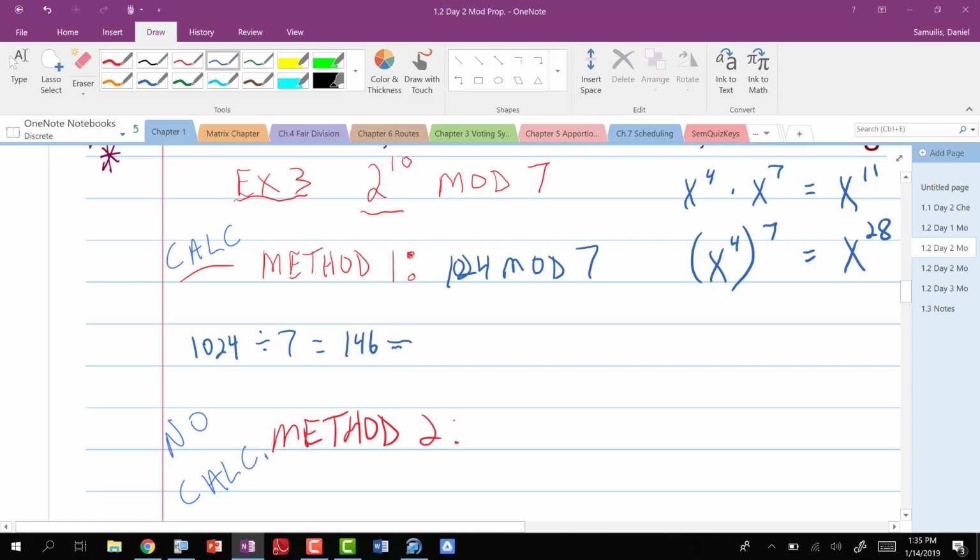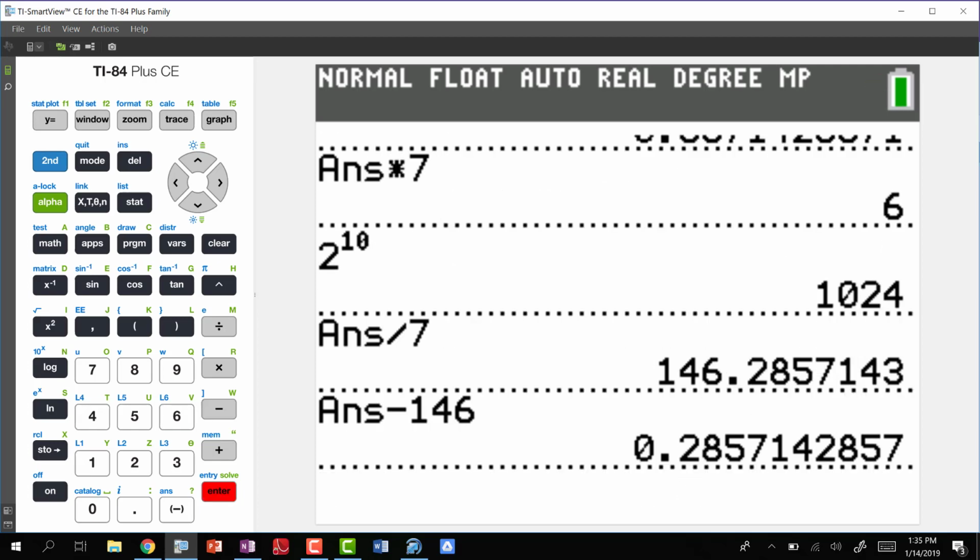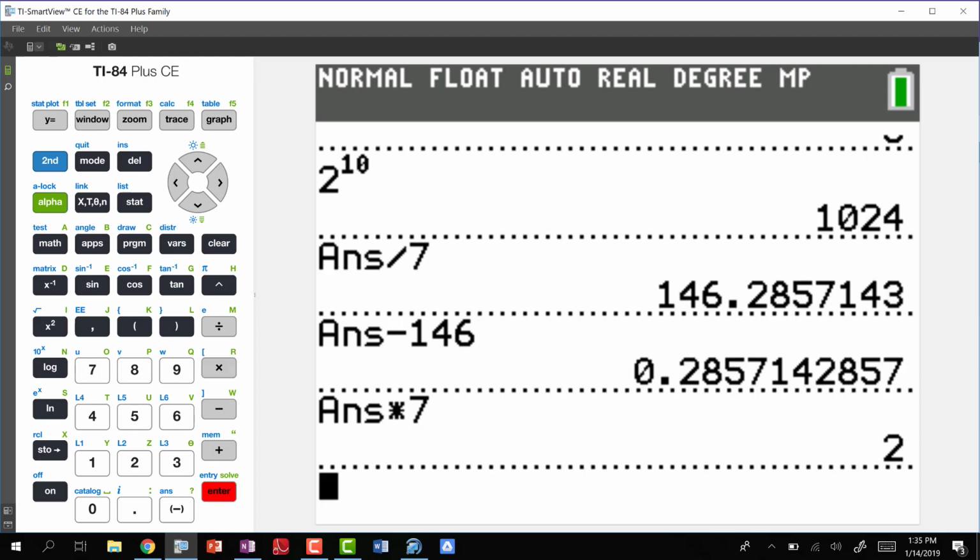And blank over 7. I've got to fill in the blank, and that's what the remainder is. So how do I do that? I lop off that 146 by subtraction just to get it out of there. And I multiply that by 7, and that's why I asked. You could probably guess that it's around 2. 2 over 7 is around 0.28, around 0.3.